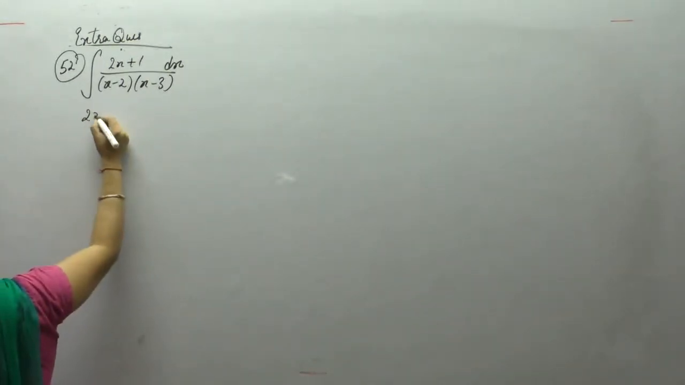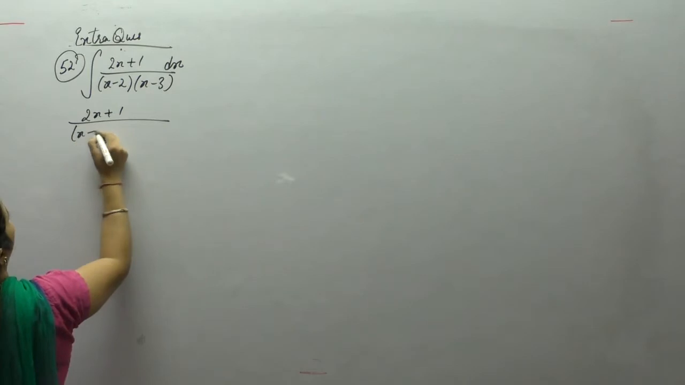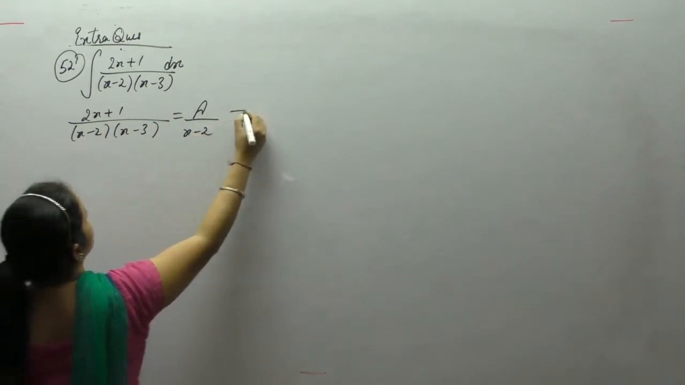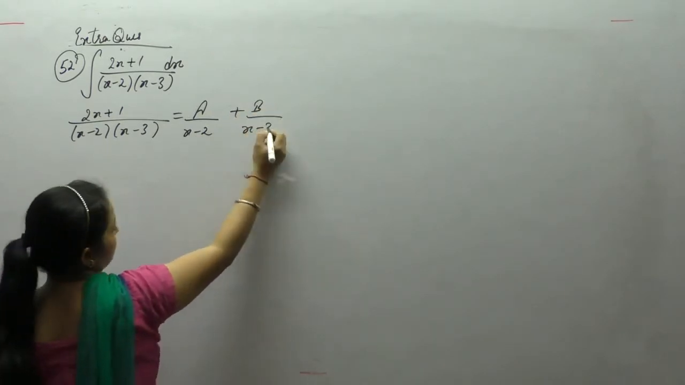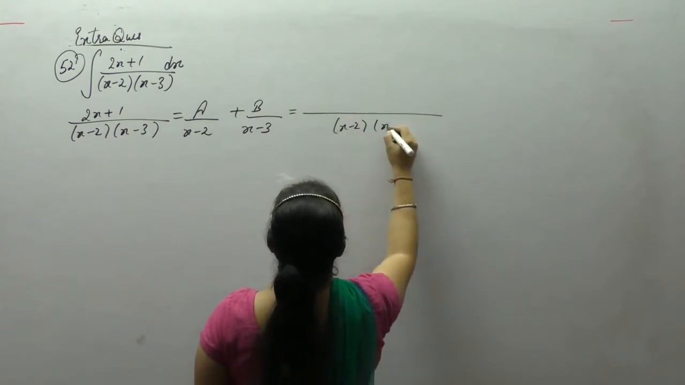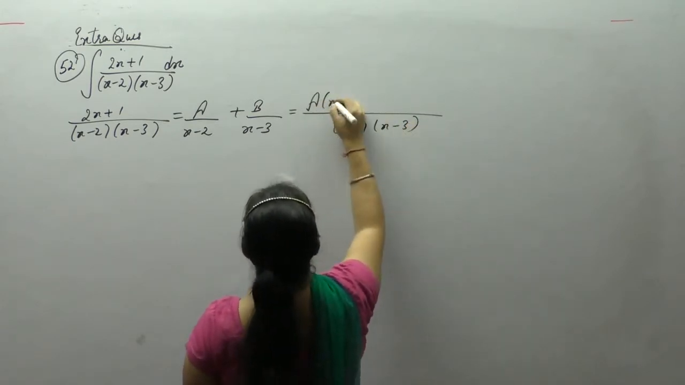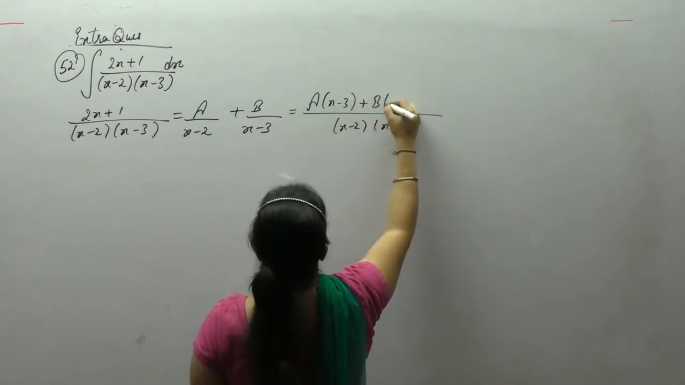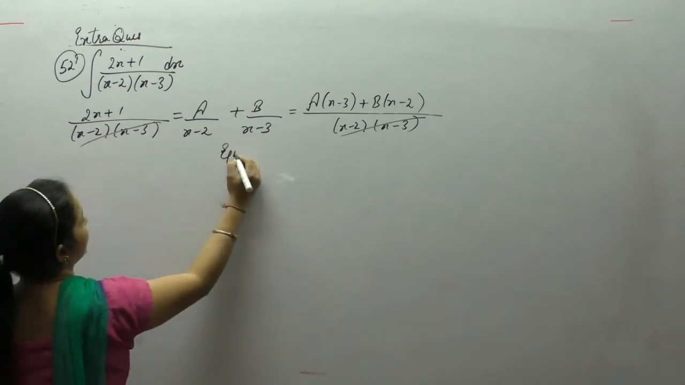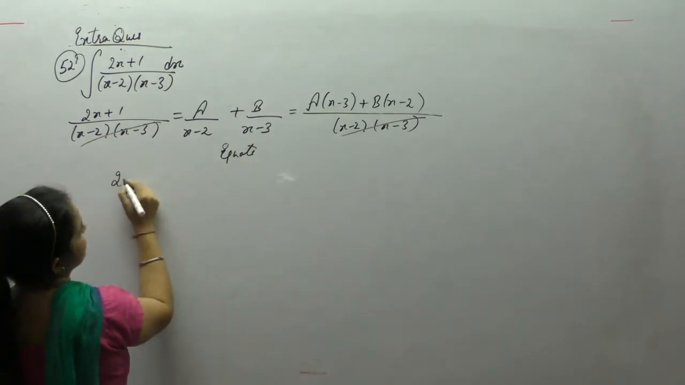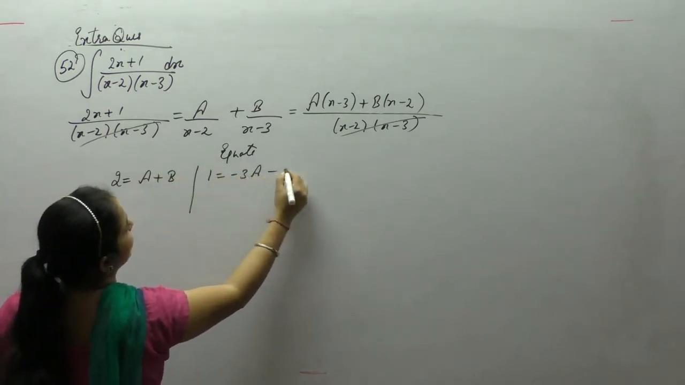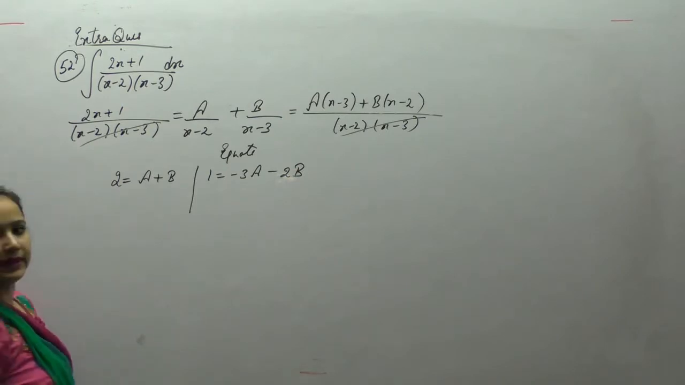We can write it as 2x plus 1 upon x minus 2, x minus 3, a upon first factor plus b upon another. Take LCM. X minus 2, x minus 3. a into x minus 3 plus b into x minus 2. Now equate like coefficient terms. Coefficient of x, a plus b, constant term is minus 3a minus 2b.